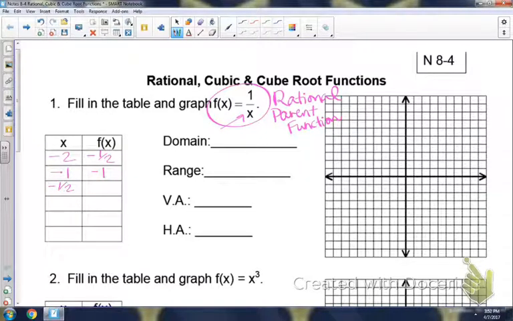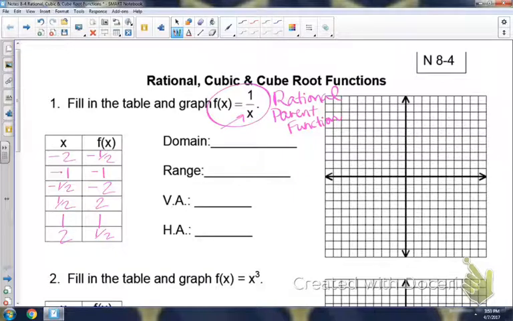If you were to plug that in, you would have to keep, change, flip, and that would end up giving you -2, because you would have to flip that -1/2 to a -2. Okay, and then I want you to use a +1/2. When you plug that in, you would have to keep, change, flip, so flip that 1/2. That would make it +2. And then we'll use 1, plugging it in, 1 over 1 is 1, and then plugging in a 2, you get +1/2. So those are the values that we're going to use on our rational parent function.